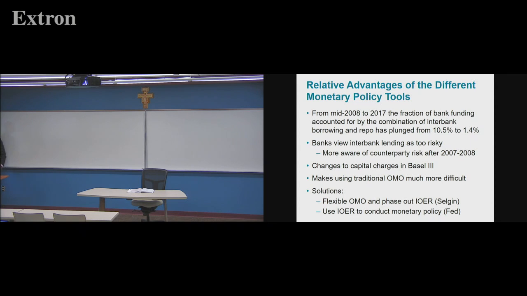One potential solution that George Selgin has offered is what he calls flexible open market operations, and he's called for phasing out the interest on excess reserves, so kind of reversing the Fed's new policy. And by flexible open market operations, he means instead of lending to just primary dealers, there's a certain set of counterparties that the Fed has decided that they'll buy and sell with in open market operations, expanding that to allow all banks to do it, and even some large, even like insurance companies or investment banks.